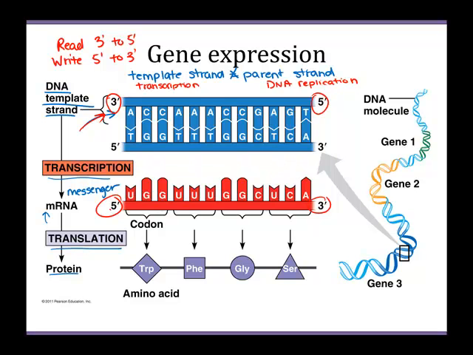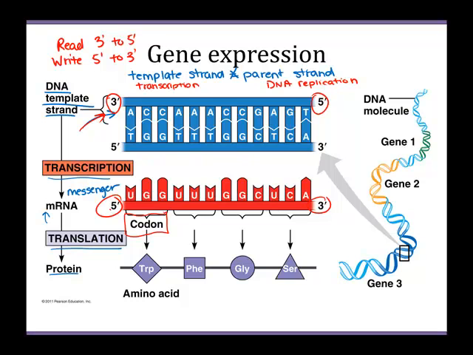Okay, so once we make our mRNA molecule, we translate our mRNA molecule. The way we do that is we read 3 nucleotides at a time. We have a special term for those 3 nucleotides. We call them a codon. So in this example, UGG is a codon. U is the next codon. G is the next codon.